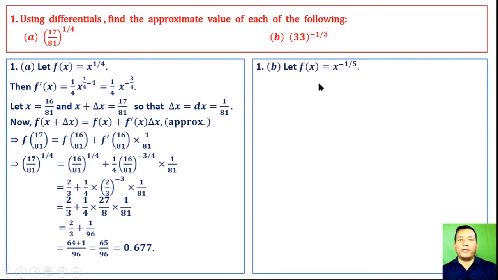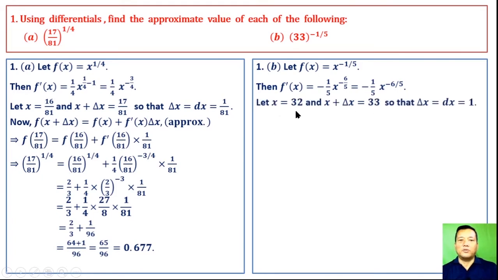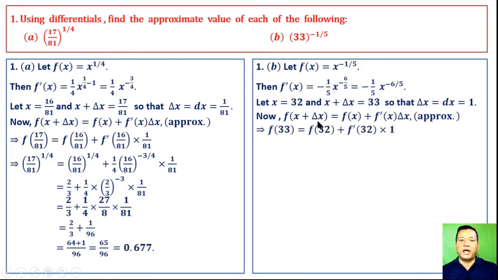For B, let f of x equal to x to the power minus 1 by 5. Its derivative is minus 1 by 5 x to the power minus 6 by 5. Let x equal to 32 and x plus delta x equal to 33, so that delta x equal to 1. Now f of x plus delta x equal to f of x plus f dash x into delta x approximately, and we get f dash of 32 into delta x, whose value is 1.